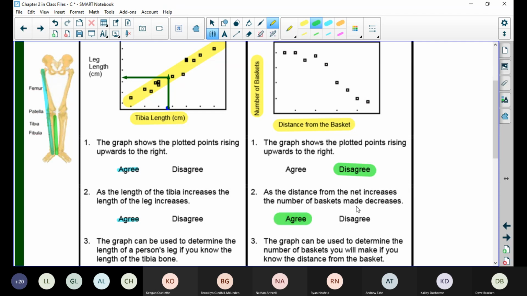You sink fewer baskets the farther away you are. Could the graph be used to determine the number of baskets you will make if you know the distance from the basket? Well, the answer to that would also be yes, because this looks kind of like a trend here.